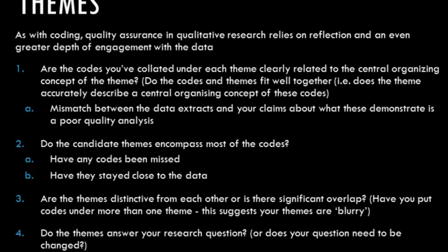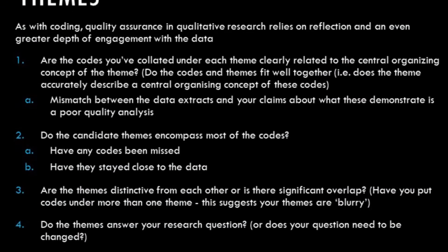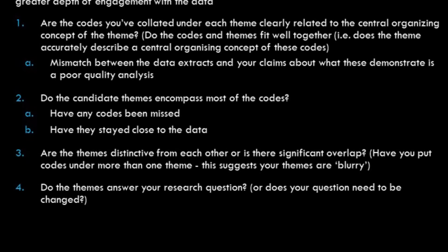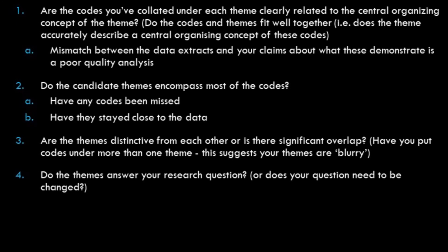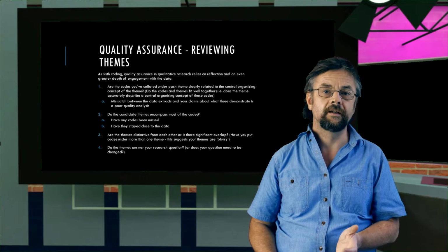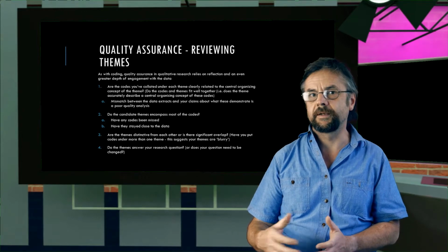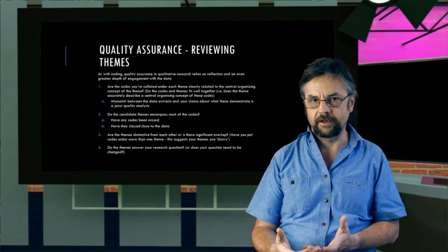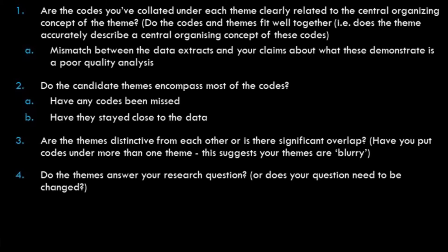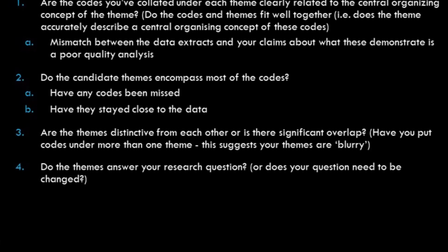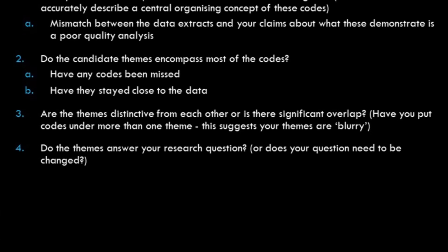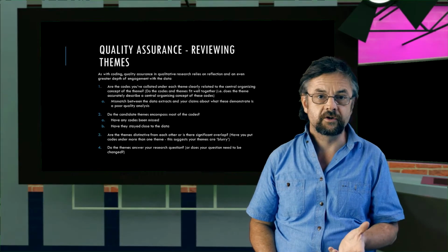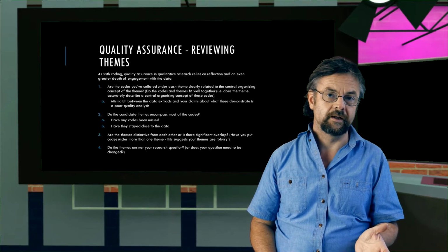Number three, are the themes distinct from each other, or are there significant overlaps? So if one code sits under several themes, those themes might be too blurry. They might overlap too much, not be distinct enough. So that might be a sign that you've got to go back and rethink your themes. Number four, do the themes actually address your research question? Here you might have to tweak your research question. Your research question might have been off target to begin with.